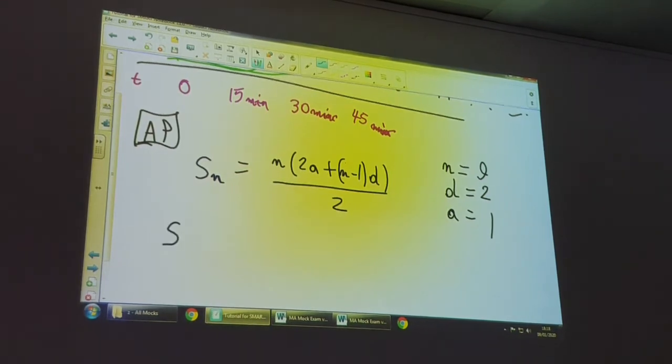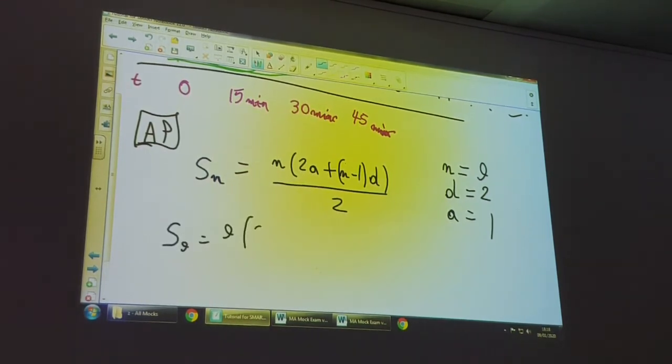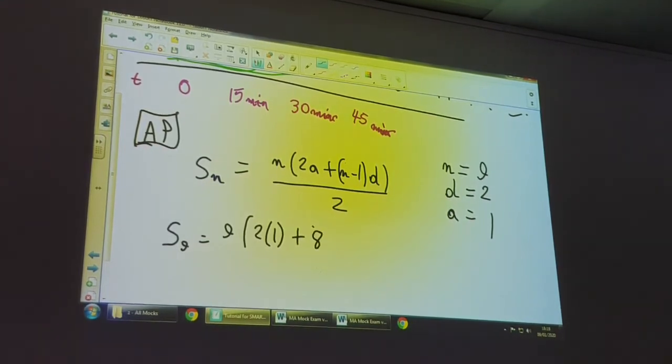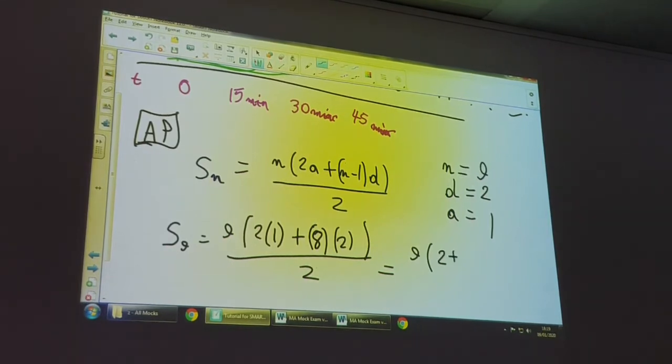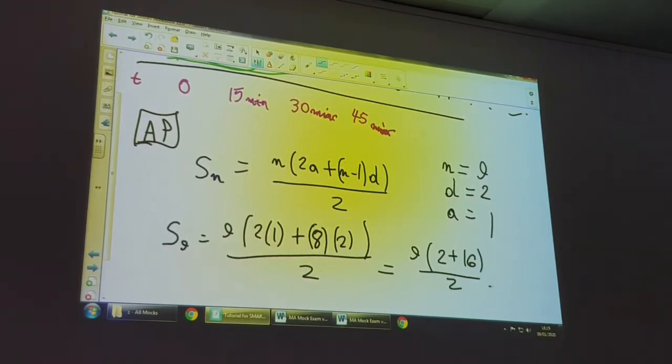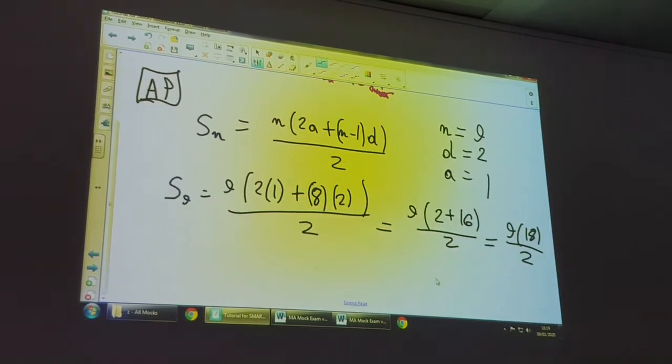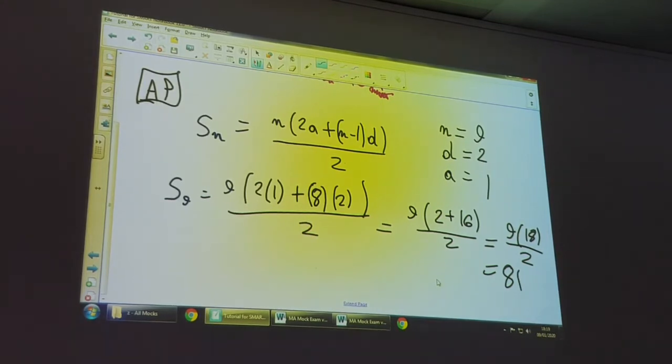S9 is 9 times (2 multiplied with 1 plus, well, 9 minus 1 is 8, times the difference of 2) over 2. 9 multiplied with (2 plus 16) over 2, which is 9 times 18 over 2, and that's 81. Okay, boom, 81 dots would be there. Okay, that's it.